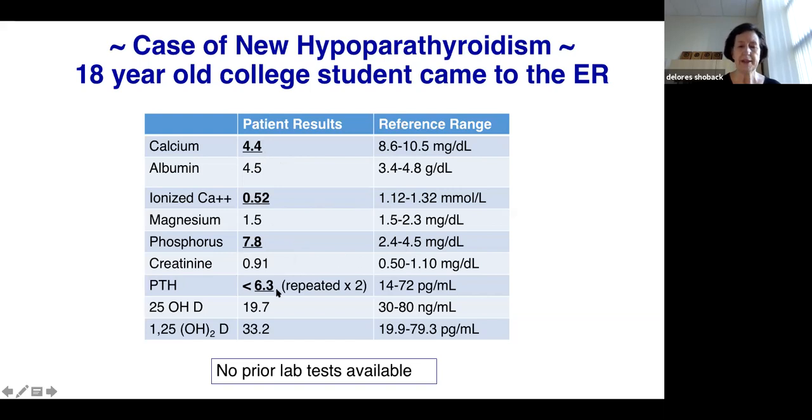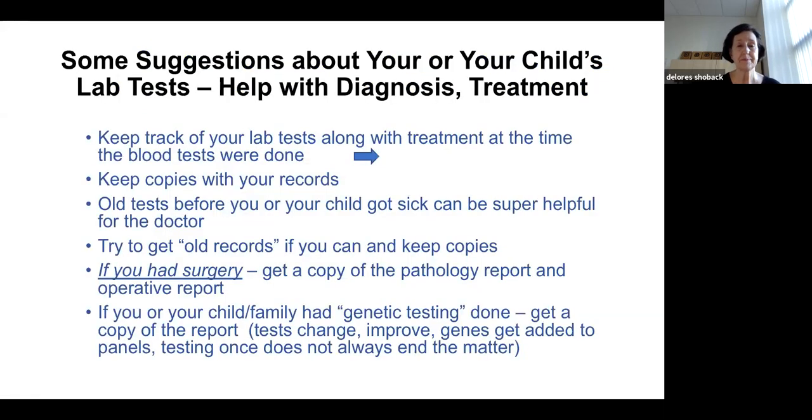Creatinine, normal. PTH, we repeated it twice, it was undetectable, and you can see the normal range for the lab was different from what I've been showing you. That's what you have to pay attention to, those things. Her 25 hydroxy vitamin D was a little bit low, but still it wouldn't explain all of this. This is hypopara. She was a little bit vitamin D insufficient, but she also had hypopara. And then her 1,25 vitamin D was kind of in the normal range. And we said, hey, do you have any other lab tests? She said, nope, I've never had a blood test done before.